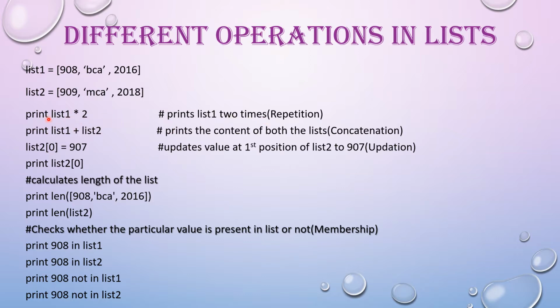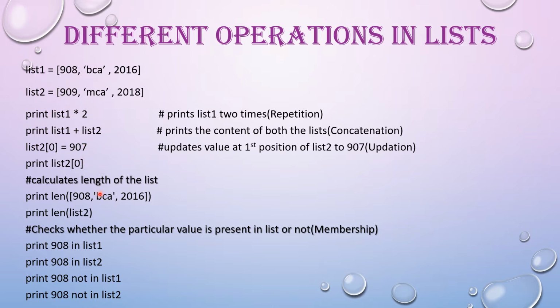It repeats the list 1 2 times, as we have written 2 here, and here the multiplication operator is used for the repetition operation. Then for the concatenation operation, we use the plus operator. Okay, it just adds up list 1 and list 2 in a single list. Then for updation, we update the value at a particular index, say index 0 in list 2, with a new value, that is 907, and then when we print it, the updated value is printed.